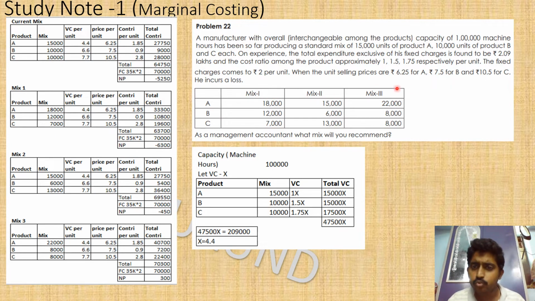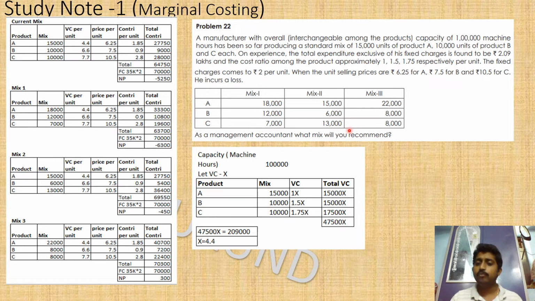Mix 1, mix 2 and mix 3. So he is proposing 3 mixes. Currently he is producing 15,000 A, 10,000 B and 10,000 C, and he is proposing 3 mixes, mix 1, mix 2 and mix 3. So guys, the question is given to us. We are the management accountant. As management accountant, what mix will you recommend?